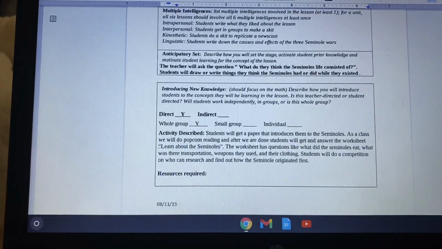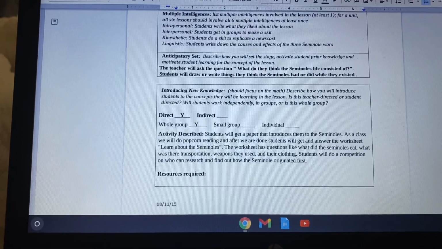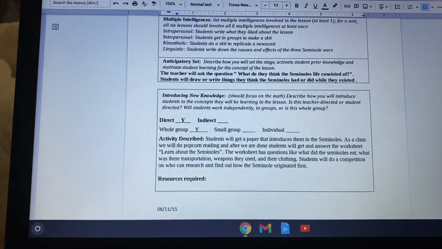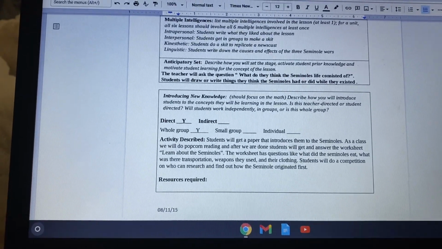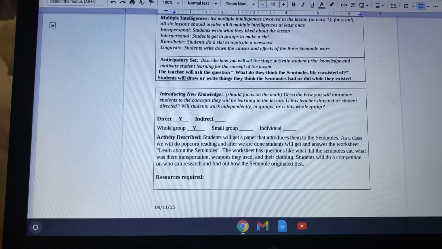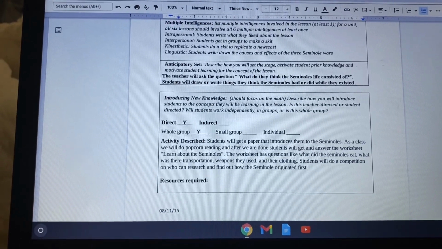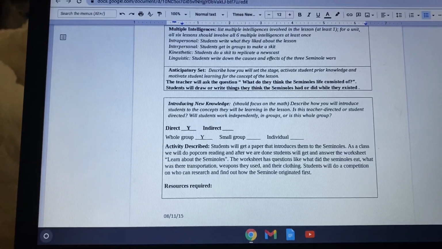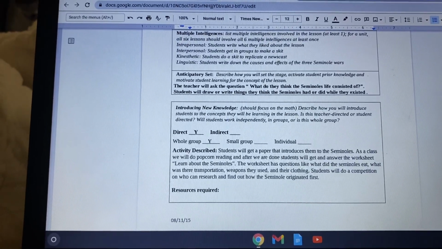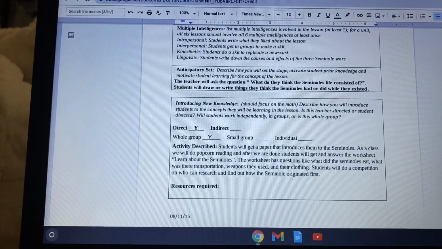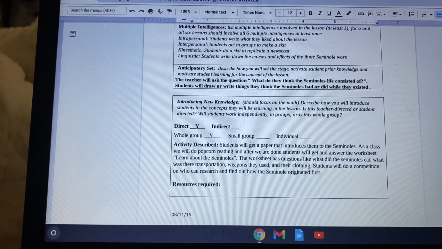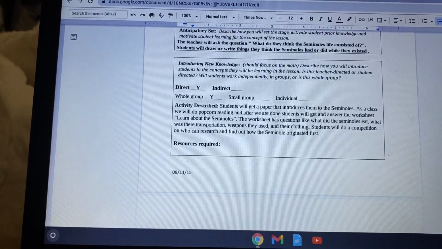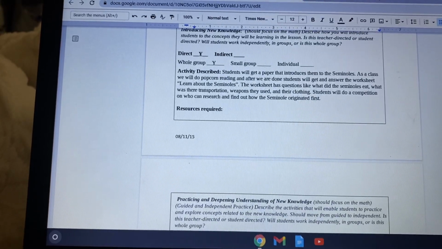And for anticipatory set, students will be asked the question, what do they think the Seminoles' life consisted of? Students will draw or write things that they think the Seminoles had or did while they existed. And for introducing new knowledge, I said it was direct and whole group. I said students will get a paper that introduces them to the Seminoles. As a class, we will do popcorn reading, and after we are done, students will answer the worksheet, learn about the Seminoles. The worksheet has questions like what did the Seminoles eat, what was their transportation, weapons they used, and their clothing. Students will do a competition on who can research and find out how the Seminoles originated first.